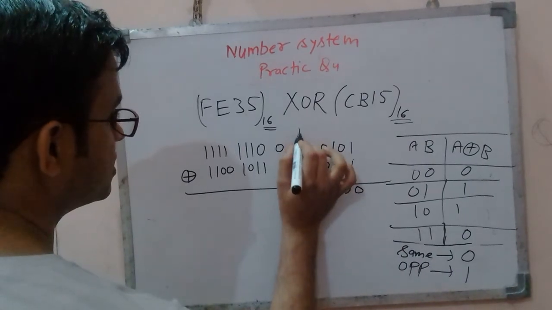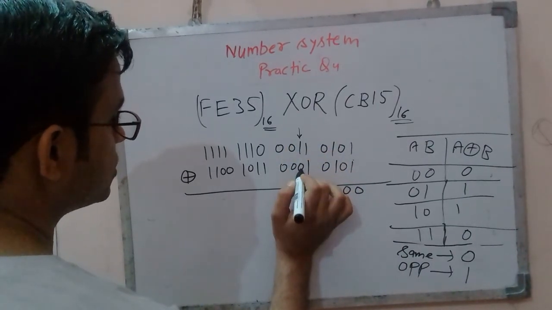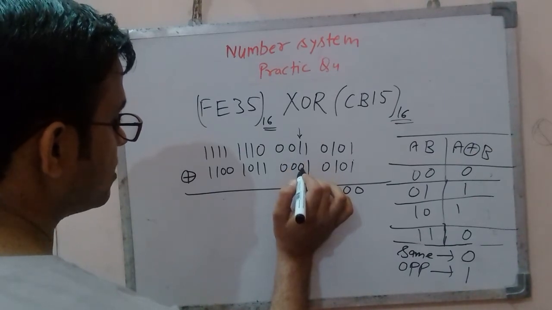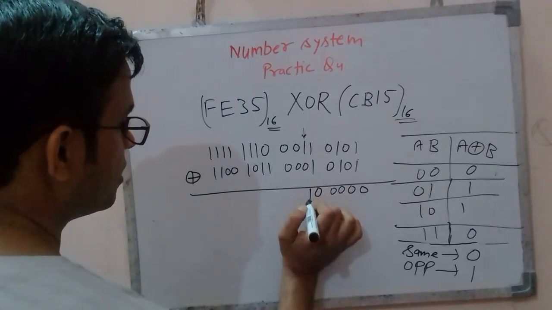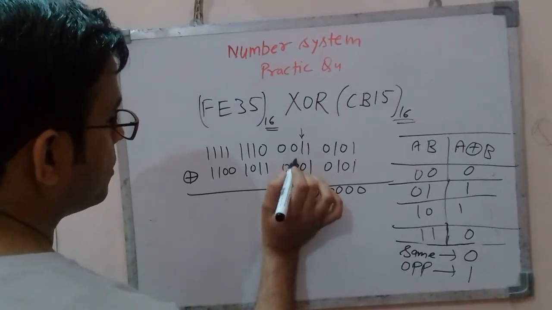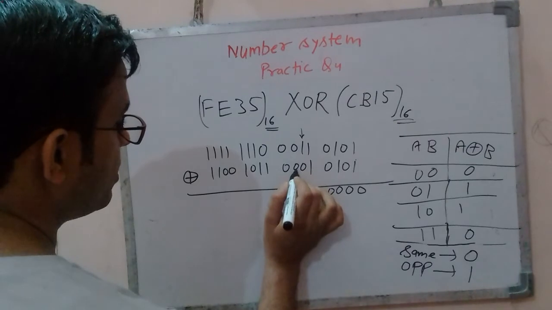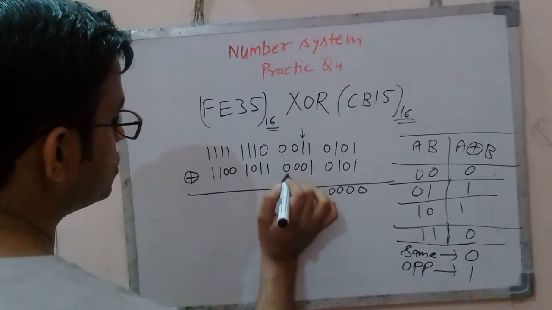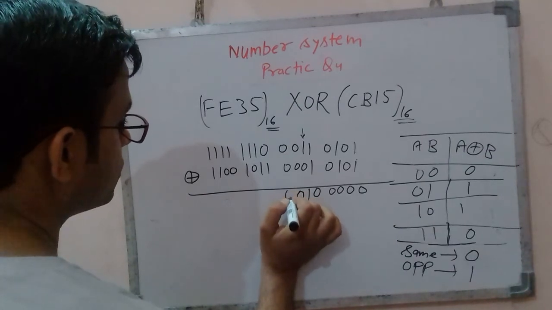Now look here at this stage. This is 1, this is 0. Opposite inputs, that means one is logic high and the other one is logic 0. That means XOR output is 1. So same 0, opposite 1, right? Now 0 0, same input, 0 XOR 0, output is 0. 0 0, same input, that means output of XOR is 0.